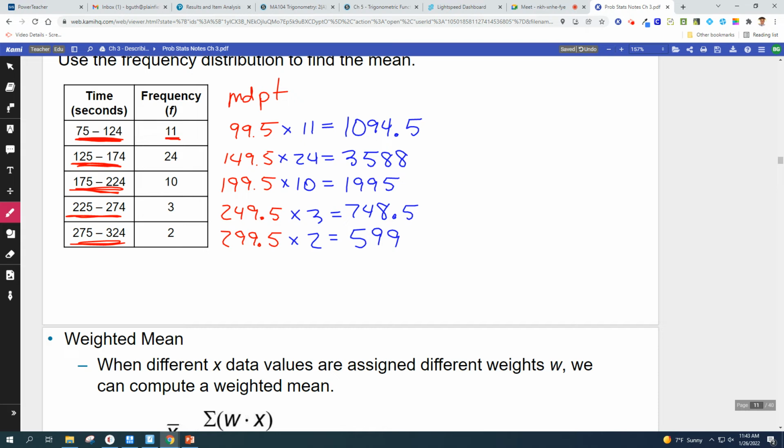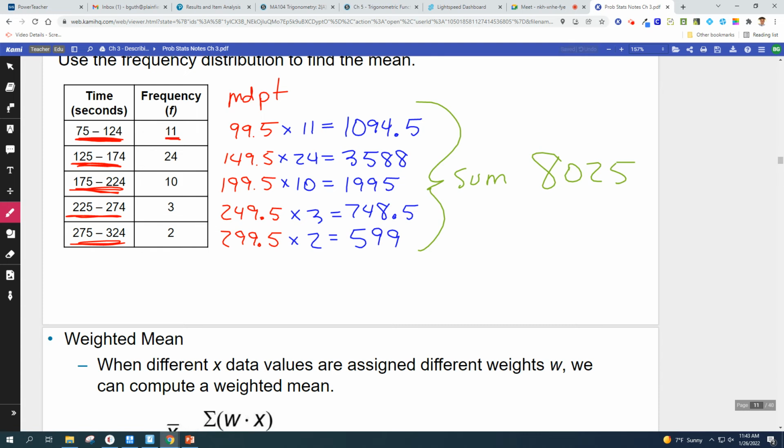At the end of the day, we're just finding the mean, and so it would make sense to add them all up and divide by the number of numbers. That's the definition of mean, right? Add them all up and divide by the number of numbers. And so that's exactly what we're going to do. We're going to take the sum of those 5 things. 1094.5 plus 3588 plus 1995 plus 748.5 plus 599 gives me 8,025. The sum of those 5 numbers is 8,025.